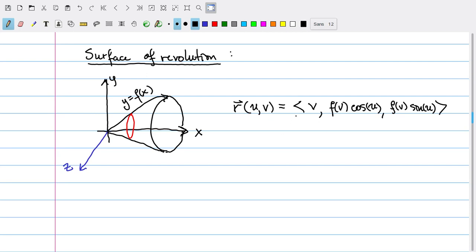And I can even limit my u values then to go between 0 and 2 pi, because that'll pick up the full circle there. And that way at any particular v value in the yz plane, I'm generating a circle of radius f of v, so this will parameterize my surface of revolution. And if I just want to do a finite surface which starts at a particular x value and stops at a particular x value, I can also bound v.